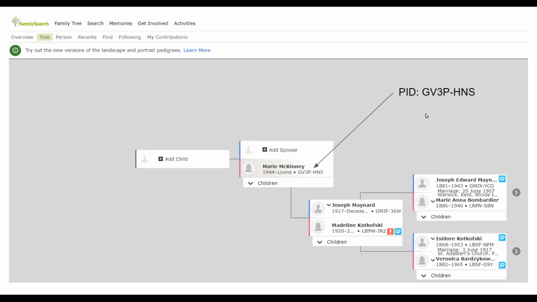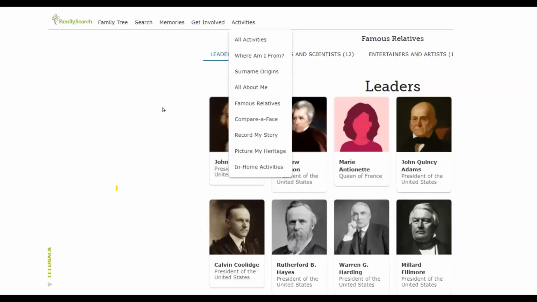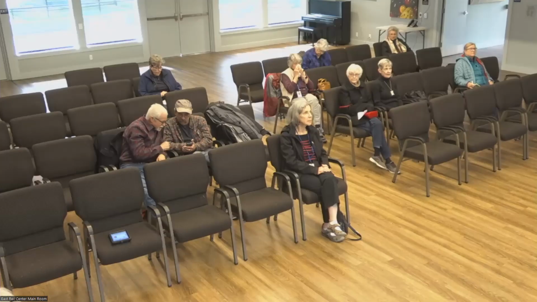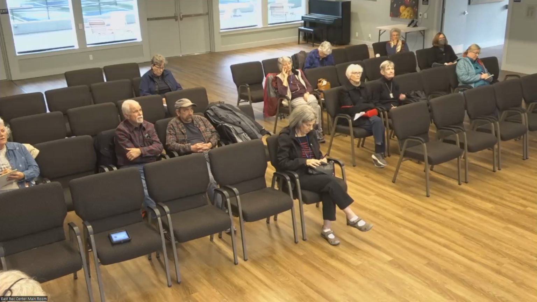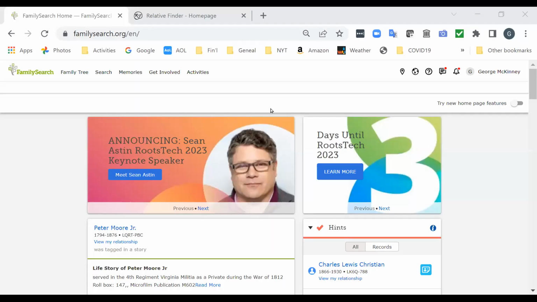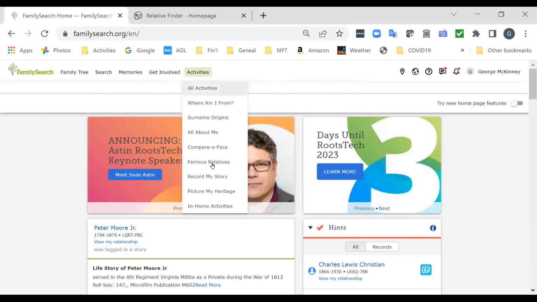When you get into FamilySearch and you've signed in, over on the right-hand side is something called activities. And down in the bottom activities is famous relatives. So I'm going to switch to a different screen to share. Okay, so we're going to go to FamilySearch. This is me signed in, George McKinney. Activities, famous relatives.